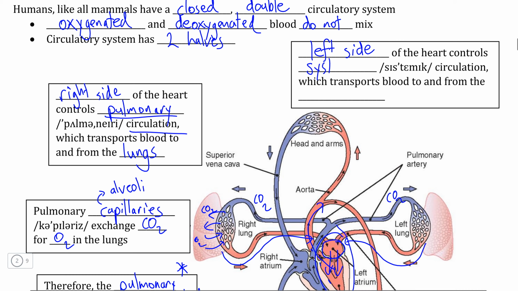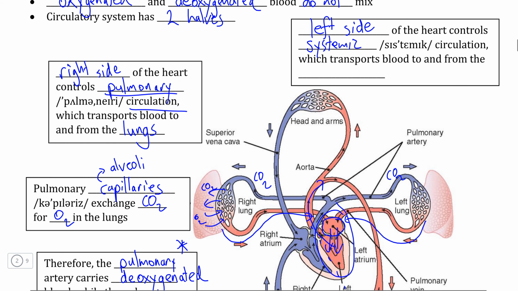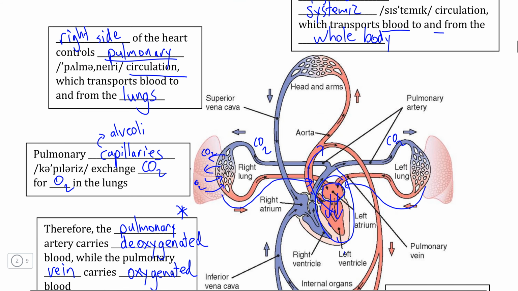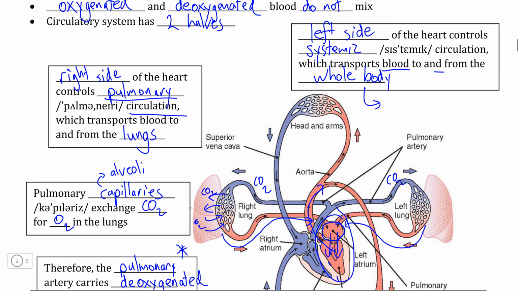And this is what we call systemic circulation, because the job of systemic circulation is to transport blood to and from the whole body, or rather the rest of the body, except for the lungs. So again, the entire purpose of systemic circulation is to transport oxygen to the body so that all of the cells that require energy can use that oxygen in order to perform cellular respiration.